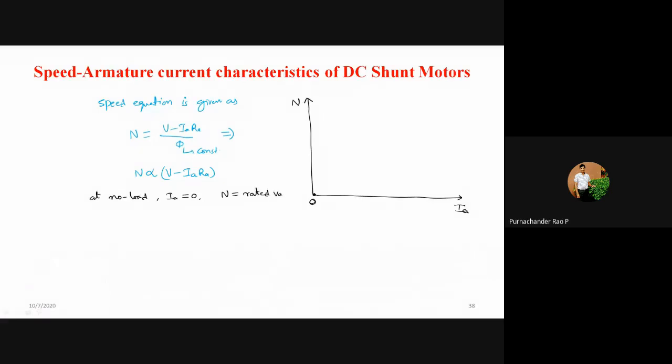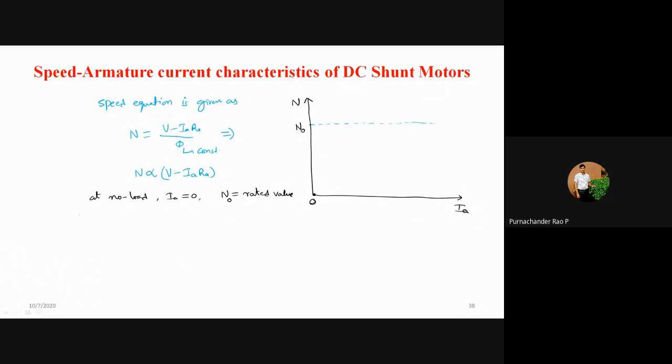The speed of a motor under no load condition is N0. It is almost equal to the rated value, and therefore at this point it is running at a no load speed of N0, and this will be given like this. So this is always constant. This is the no load speed.